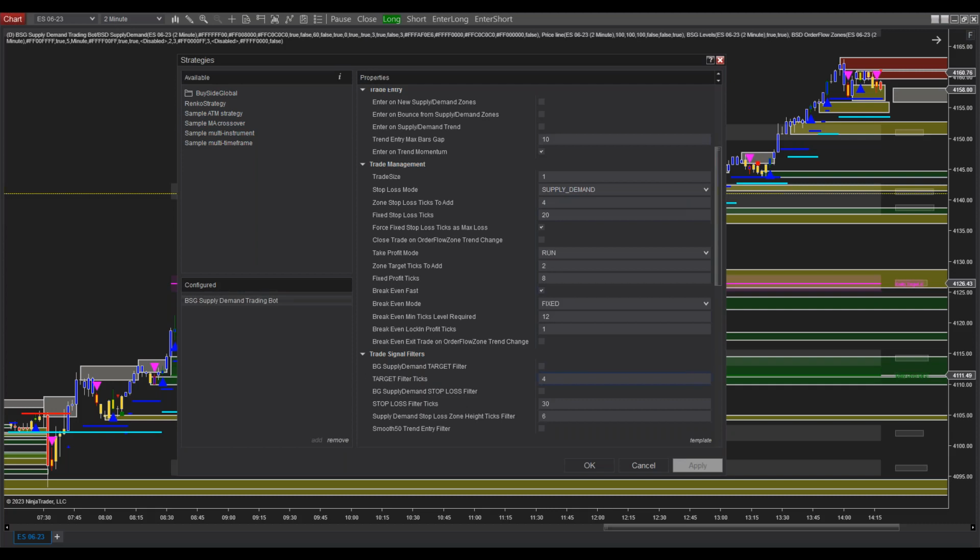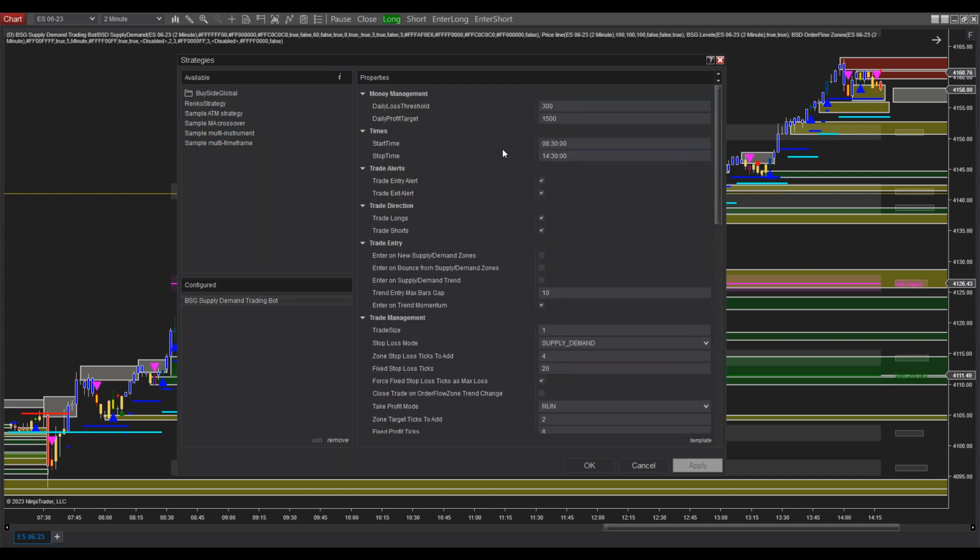I'm not going to change anything. If you install the bot, these are the settings you're going to get by default. You don't have to change anything. The reason is we tested primarily on the ES 2-minute chart. This is the setup. The only setup you need to change is at the top, because it's the timing.